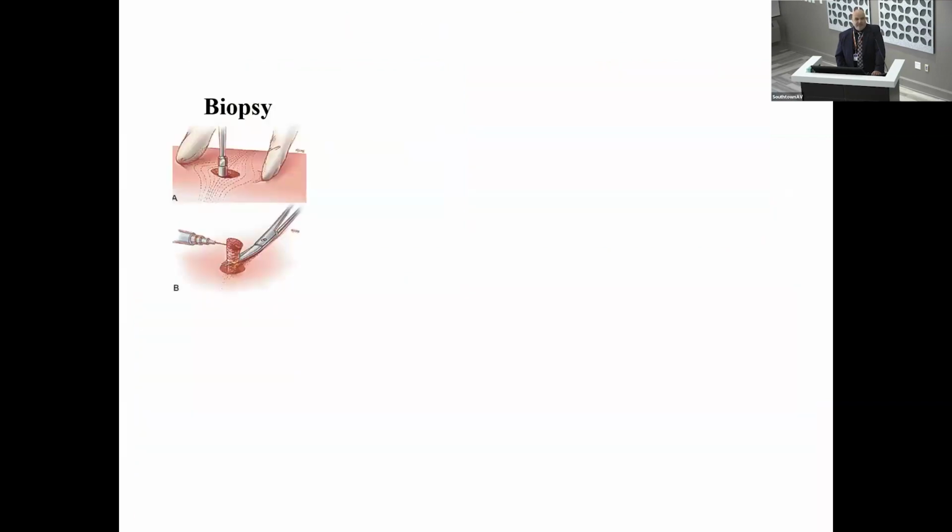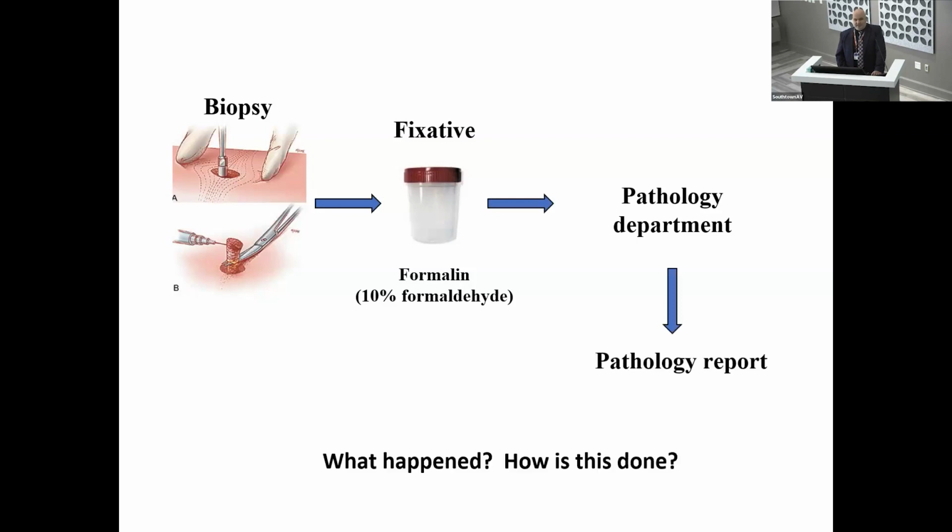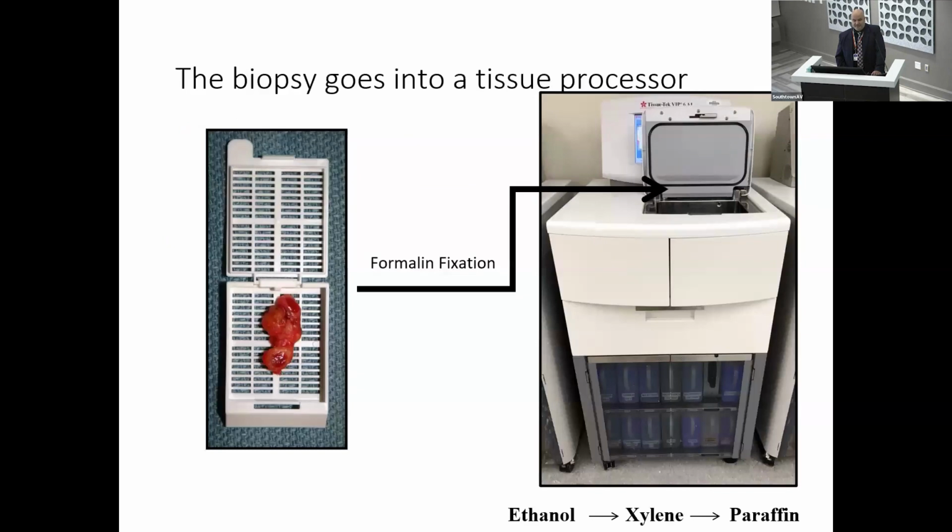So how do you do this? A tissue sample is taken at the time of the examination. It's placed into a container filled with a fixative, a substance that helps preserve the tissue, sent to our department of pathology, and in a few days you have a pathology report. So what we're going to do is look behind the curtain and see exactly what happens in the pathology department to diagnose these lesions.